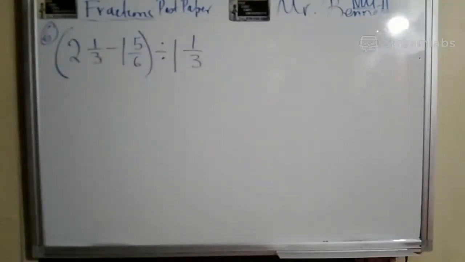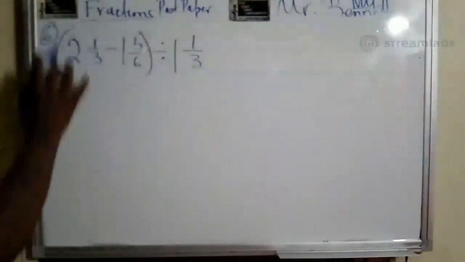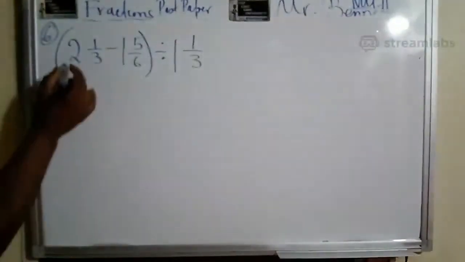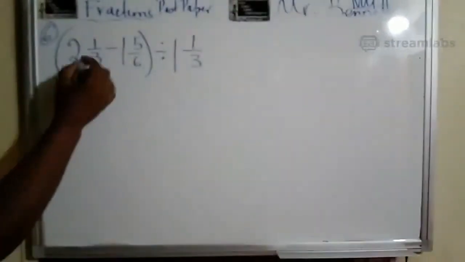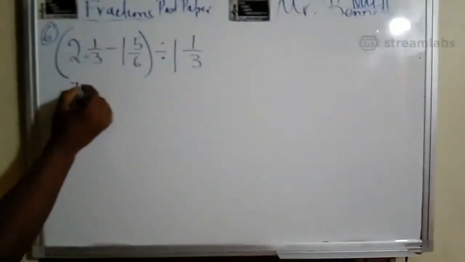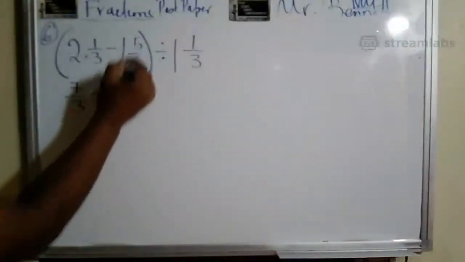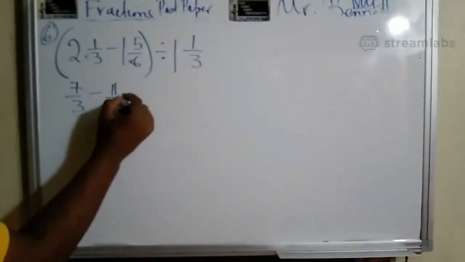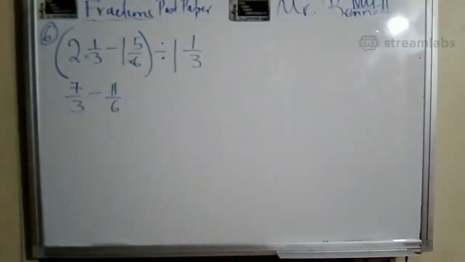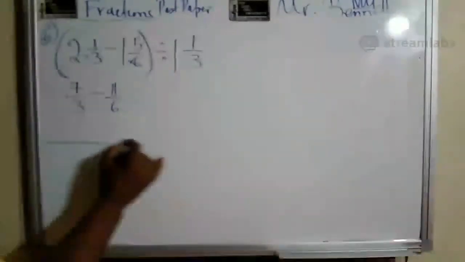Yeah, we weren't born yet, I guess. Nevertheless, we have to work the bracket first and then we divide. So 2 times 3, that's 6, plus 1, 7 over 3, minus 1 times 6, that's 6, plus 5, 11 over 6. By now, everyone should be just going through these basic steps because it's a repetition.